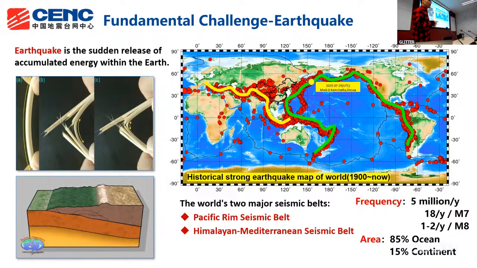The map on the right shows the historical strong earthquakes of the world since 1900 until now. Every red dot represents an earthquake with magnitude 7 and above. This year so far, the largest earthquake happened in the Kamchatka Peninsula of Russia. The magnitude is 8.8, it's very big. This earthquake also triggered a large scale tsunami.